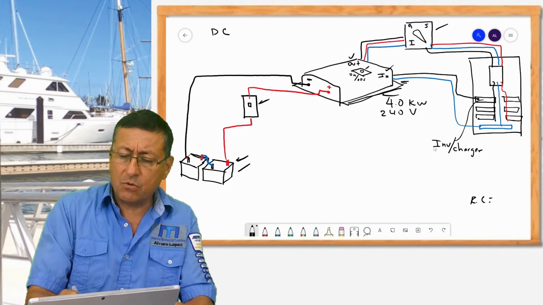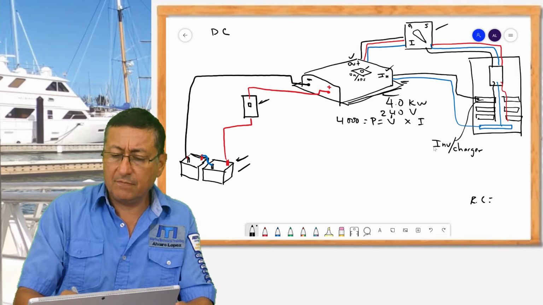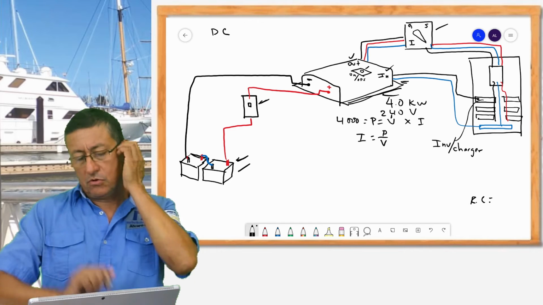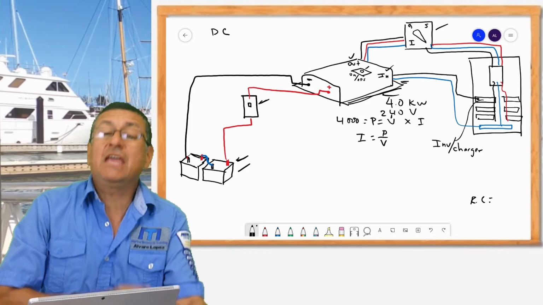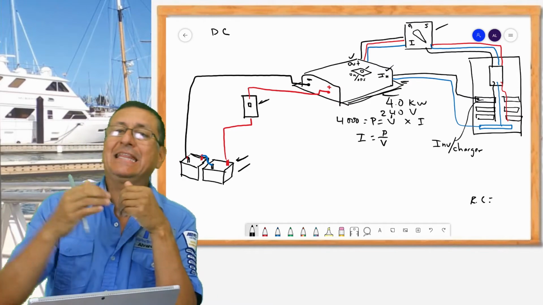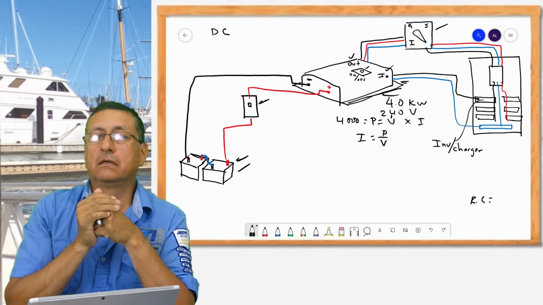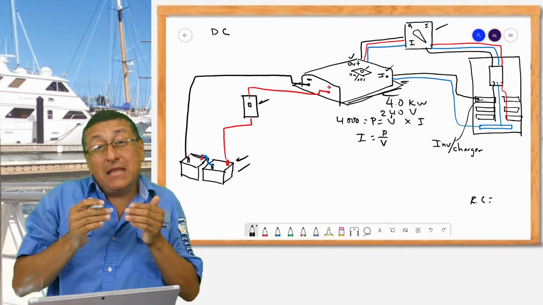You remember that power is equal to the voltage times the intensity. The power is 4,000 watts, no? And the voltage is 240. How much is the intensity? Intensity is power divided by voltage. Okay, this is on the AC side. If I want to produce 4,000 watts on the AC side, I need to put in the input the same and a little more.